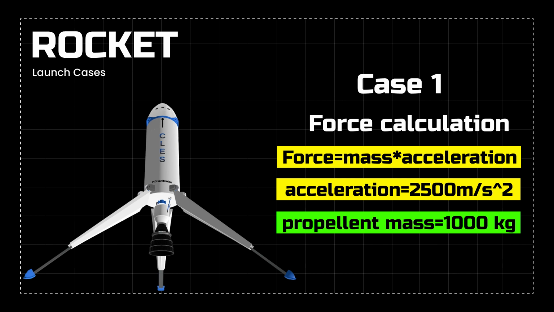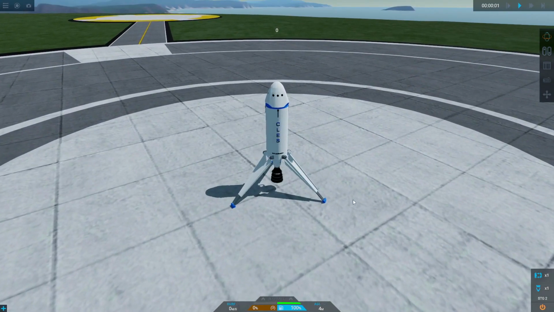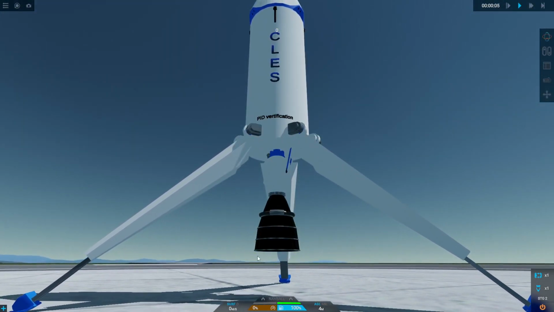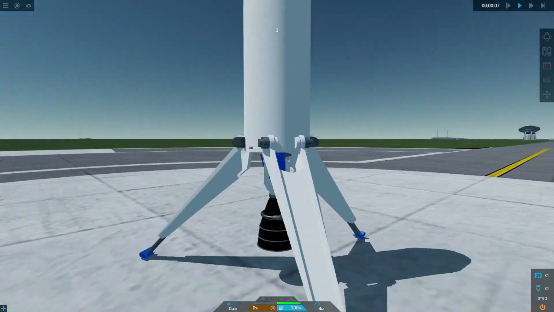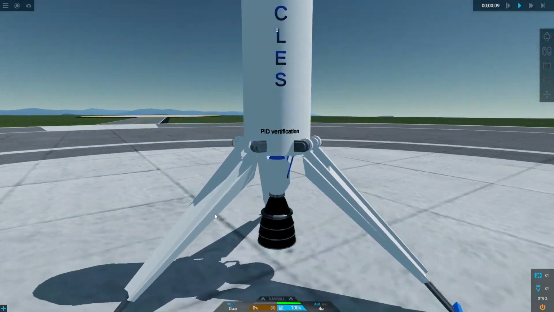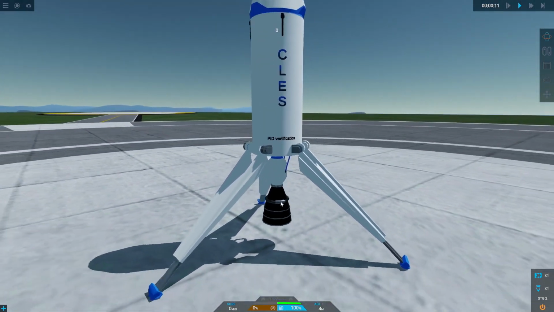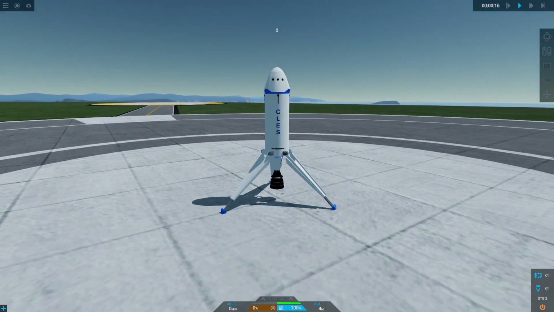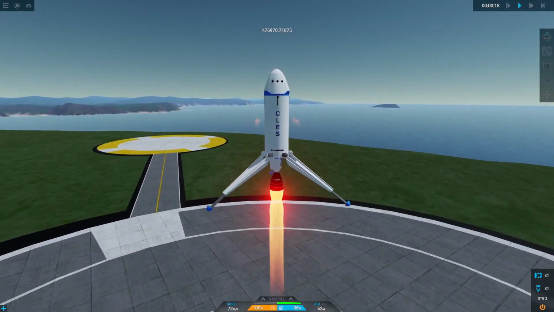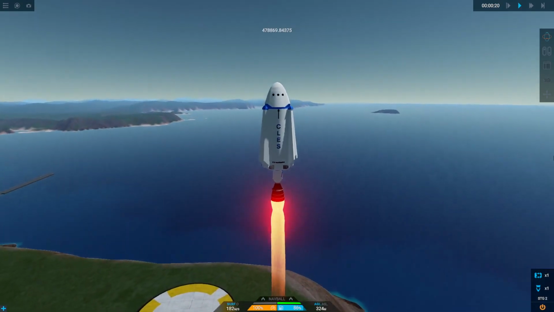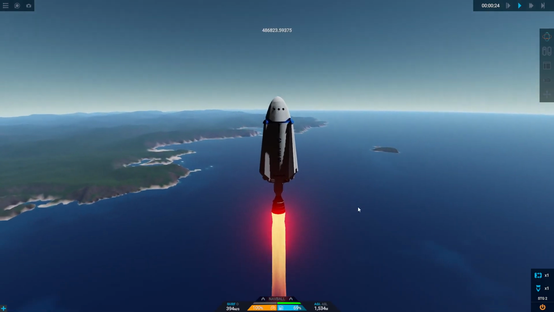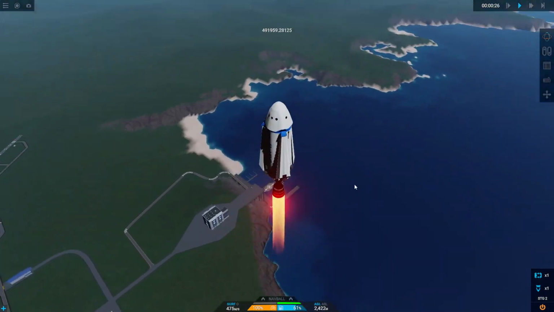Let's see how it will affect the rocket. As you can see, this is the basic engine design which we have used in our simulator, and the mass of the rocket is 1000 kilogram and the acceleration is 2500 meters per second squared. So let's see, is this force enough to lift the rocket? Seems like it. The rocket has taken off quite well. The speed is also quite good and it's going upward. So by all the calculations we can see that it was enough.